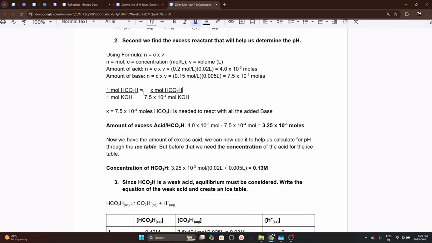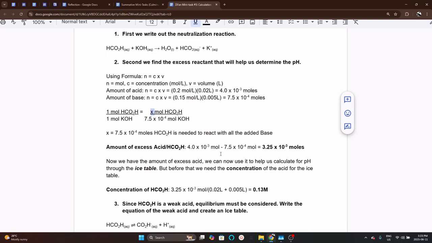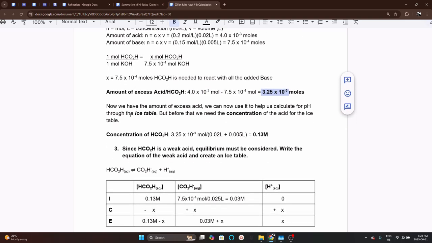So simply, if we look at step one, when we wrote out the reaction, we see that it's just 1 mole per 1 mole. So the amount of moles needed for the acid to react with the base is 7.5 times 10 to the power negative 4 moles. So to find the excess reactant, simply use the initial amount and subtract the amount that has been used to react with the base. And we would have 3.25 times 10 to the power of negative 3 moles.